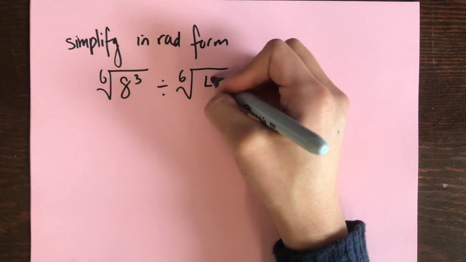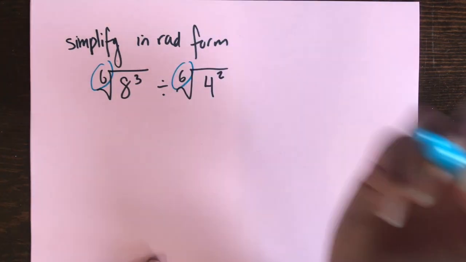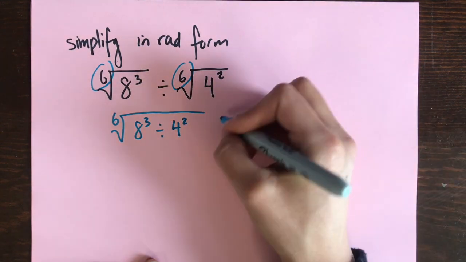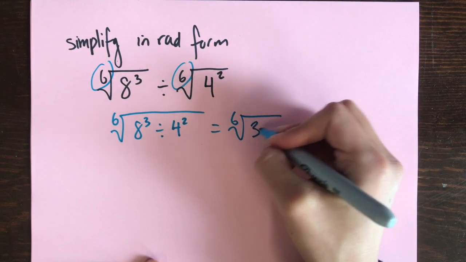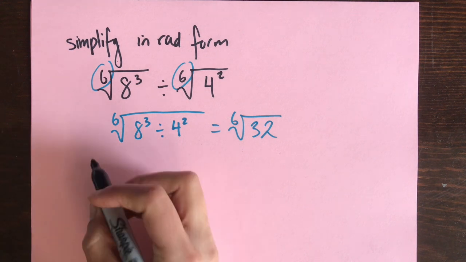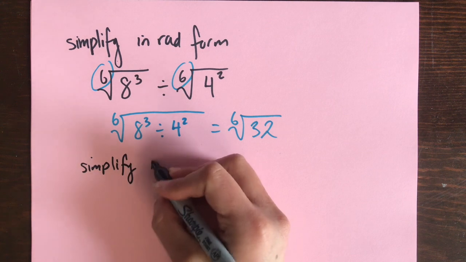This one we're going to simplify, but we're going to keep it in radical form. I notice that I have the 6th root both times, which means I can take the 6th root over both of these terms and just divide them on the inside. And 8 cubed divided by 4 squared in your calculator gives you 32. So the answer is the 6th root of 32. If I do the prime factorization of that, I get five 2s, so I can't really take anything out. So it's just the 6th root of 32.